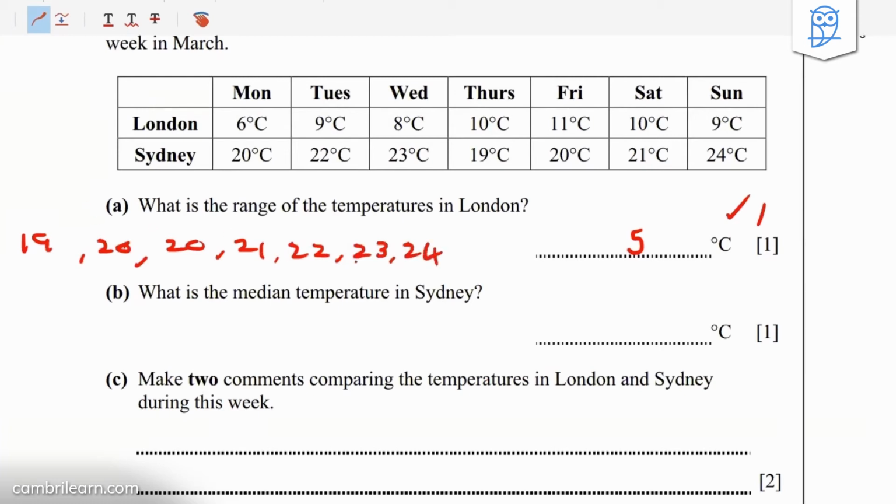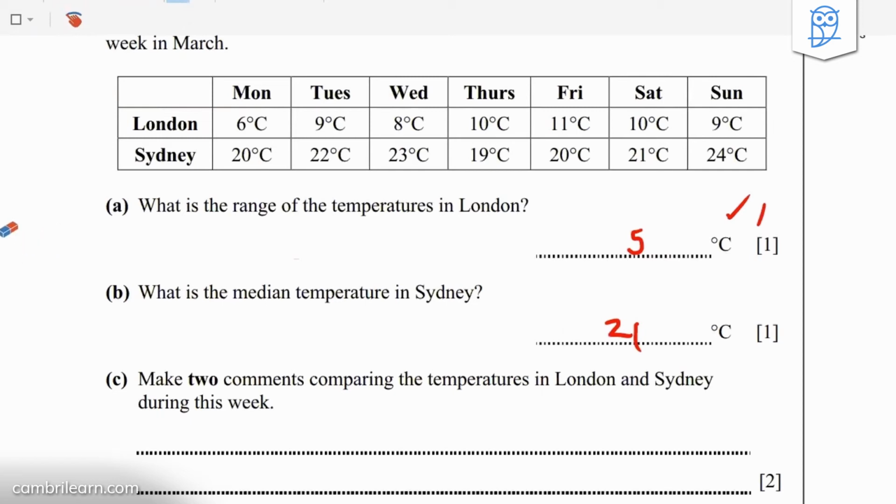So 1, 2, 3, 4, 5, 6, 7. Great, 7 days. So what is the median? The median is the value that is smack dab in the middle. We can also calculate the position of this median by dividing the total by 2. So this median temperature is equal to 21 degrees Celsius. Remember to write it in ascending order and then just get the middle value to get the median. There we go, 21 degrees.